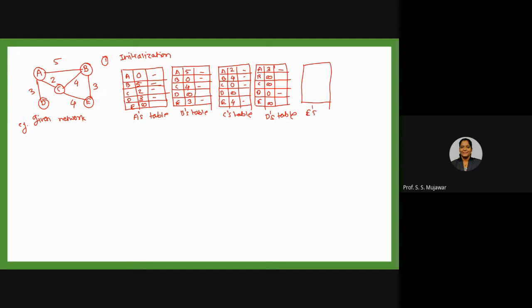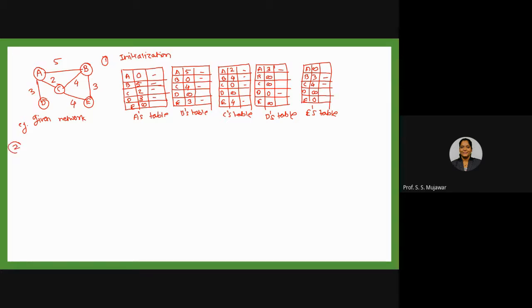And the last, E's table. Okay, from E to A, I don't have any direct connection, so I will be writing the value infinite. 3, 4, A to D is not there, E to E. Okay, this is the initialization step.